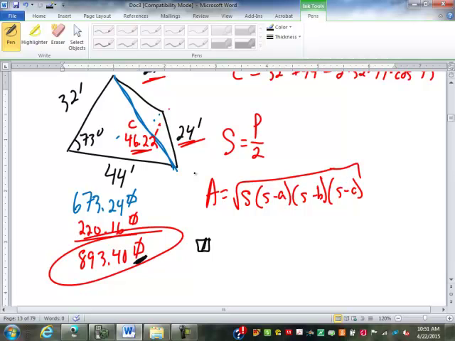The sides A, B, and C are the sides. And of course, S is the semi-perimeter, where you add up all the sides and divide by 2. P, the perimeter, is you add up all the sides. S is you take the perimeter and divide it by 2.